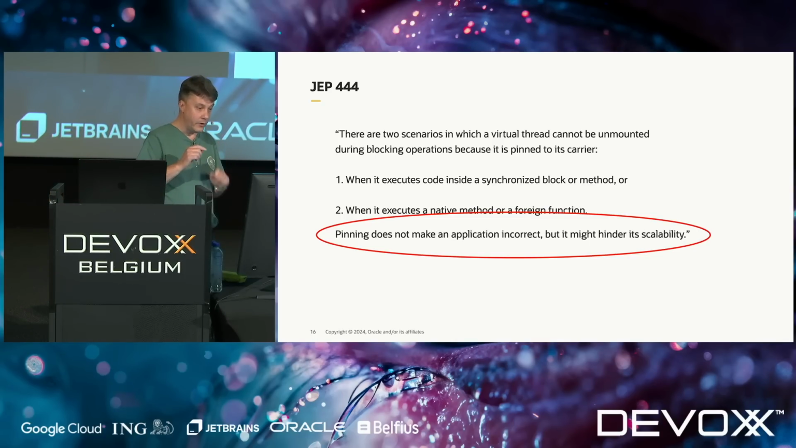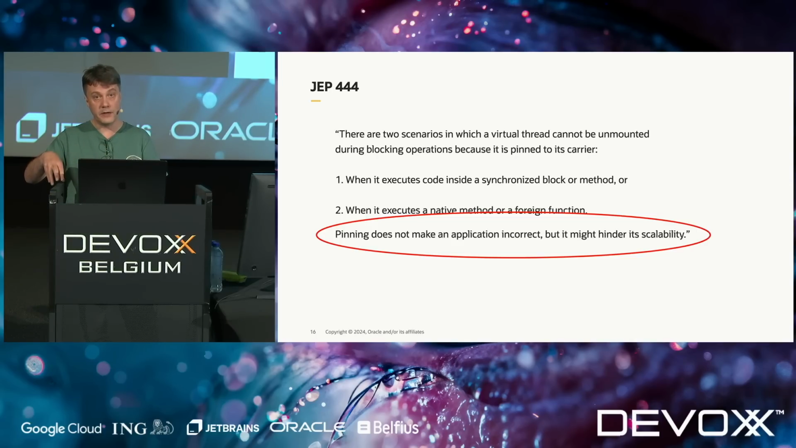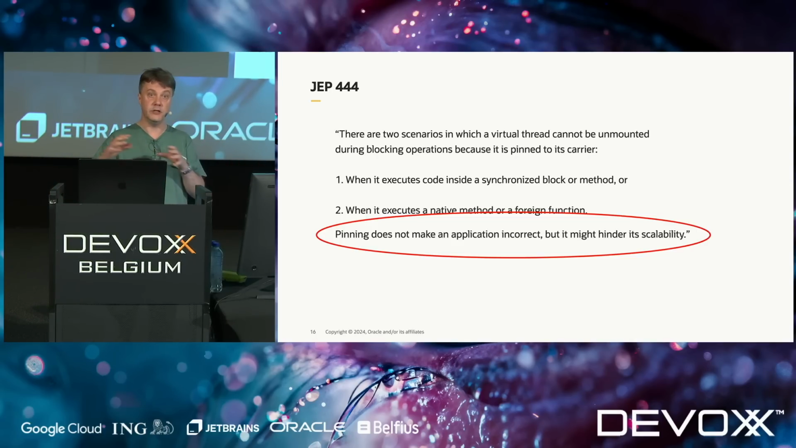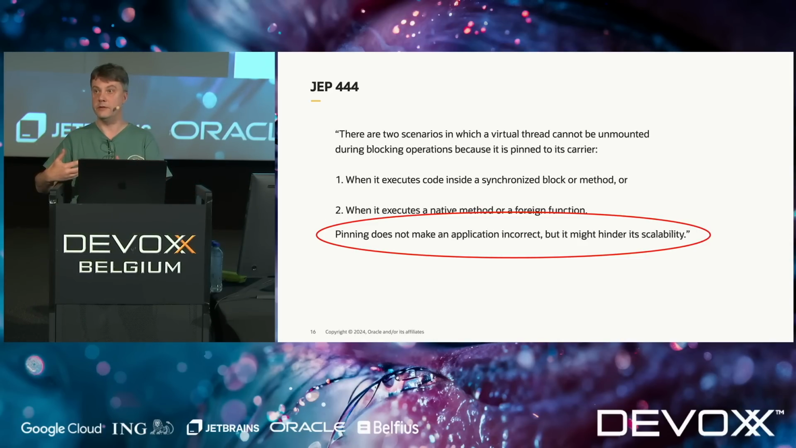Right, so let's go back to the text that we had in JEP 444, which is after the two caveats. We say pinning does not make an application incorrect, but it might hinder its scalability. We could have said more there, because it's not just scalability, it's potentially starvation, it's potentially deadlock. If all of my carrier threads are pinned by these virtual threads, they can't make progress, they can't execute other work, so my system might actually halt and deadlock.